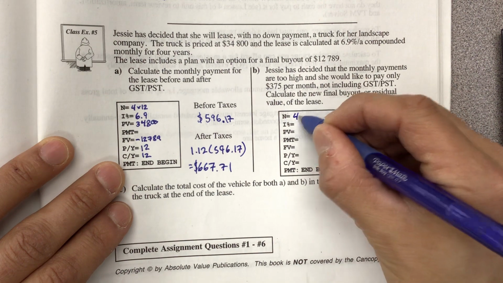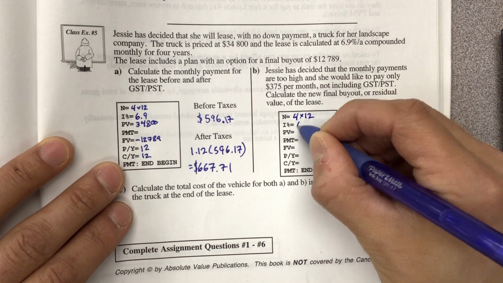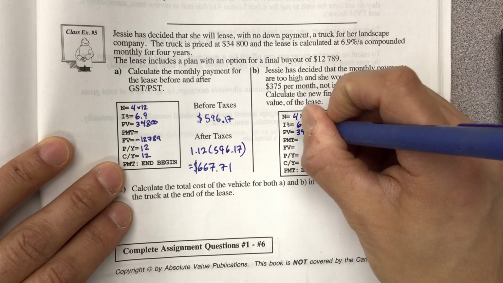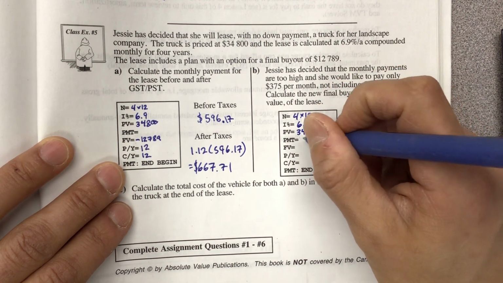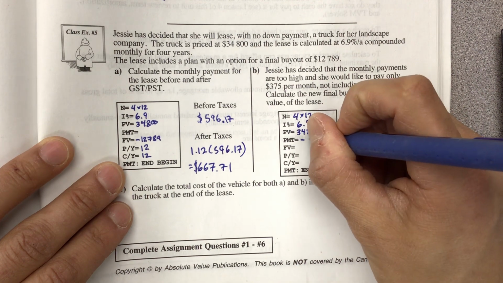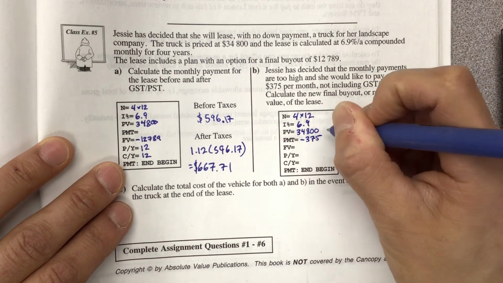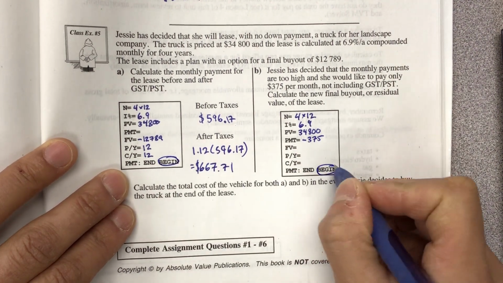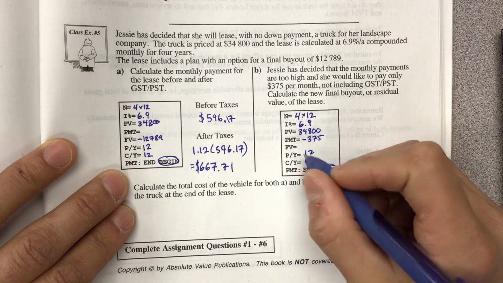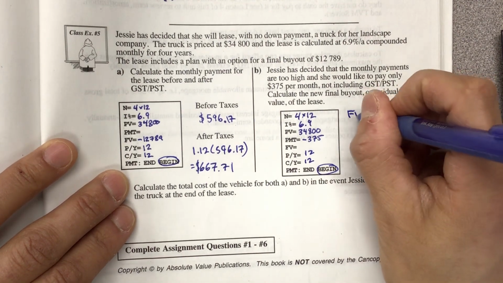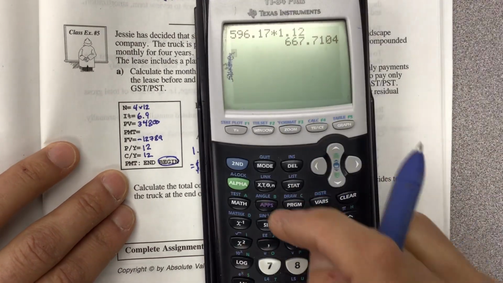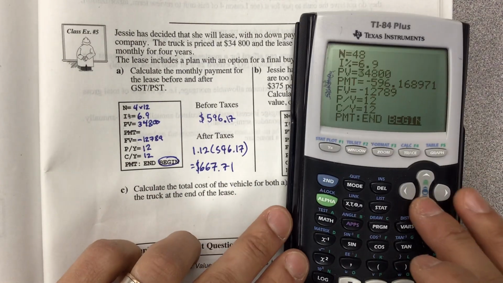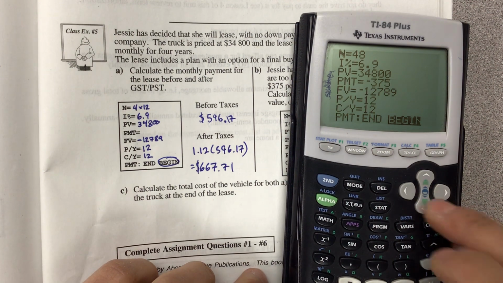All right, so we got N is 4 by 12. This is still 6.9%. The principal value, $34,800. But she wants to make monthly payments of $375 instead. Oh, and one thing, this should be at begin. Sorry, this should also be at begin. And this is all the same as well. And what we want to do is calculate what FV is equal to. So going back to FV, the only thing we change here is negative 375.